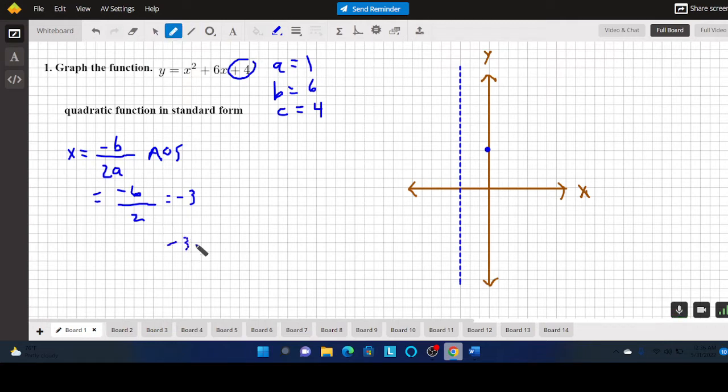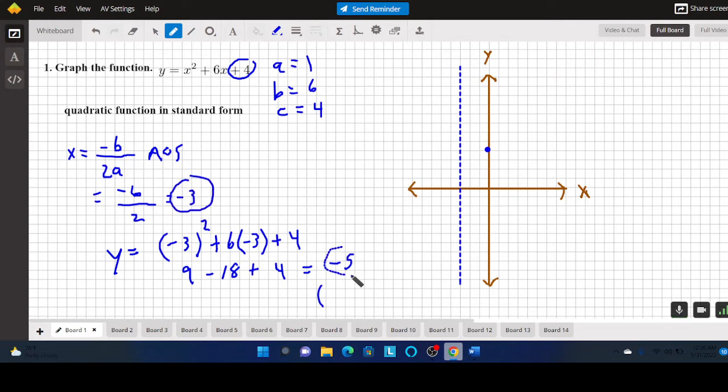Negative 3 squared plus 6 times negative 3 plus 4. This will give us the y value for the vertex. 9 minus 18 plus 4 is negative 5. Vertex is at negative 3, negative 5.